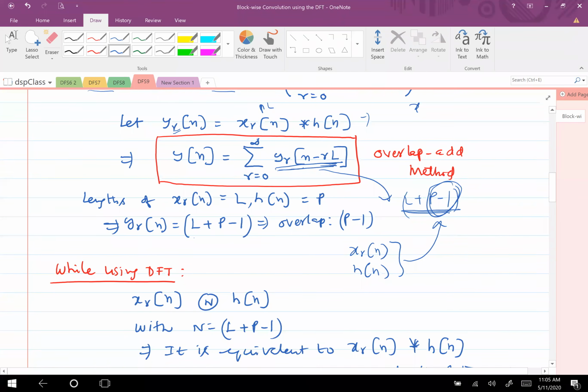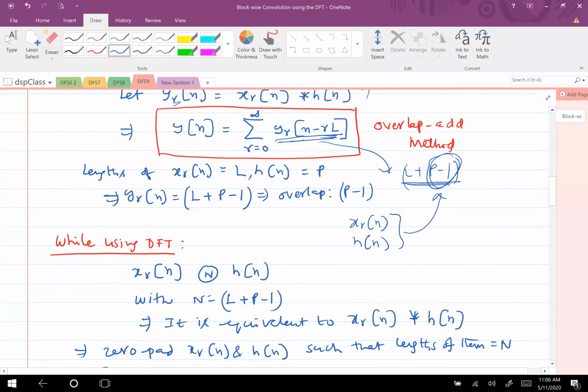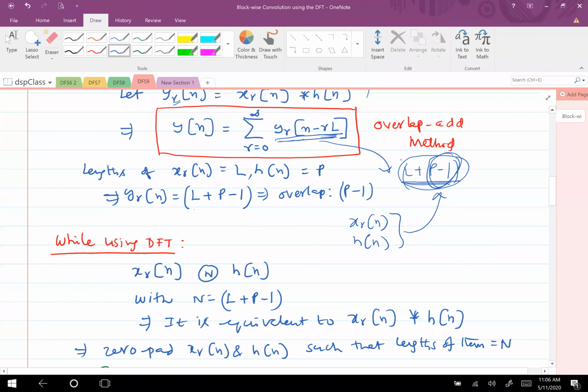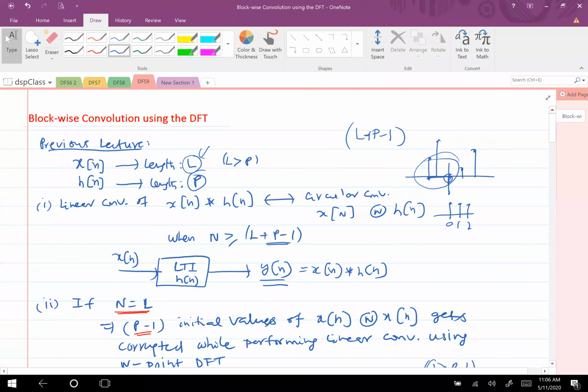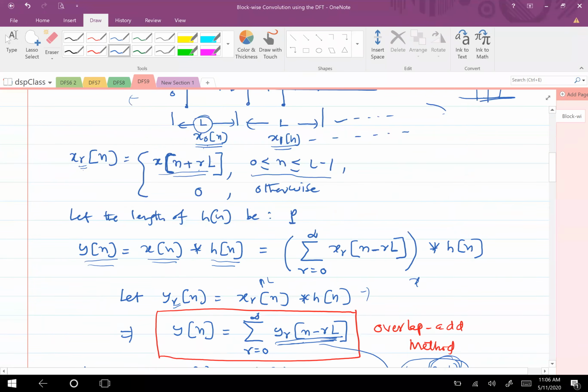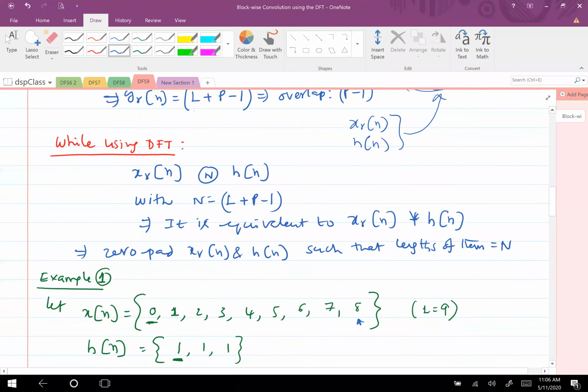So that's all that you do here. While you would like to use DFT for performing blockwise linear convolution, you could see here this is the overlap which you keep adding. So that's why you call it block add. Another method you call block save. So this is overlap add; the other is overlap save, which we will come back to shortly.